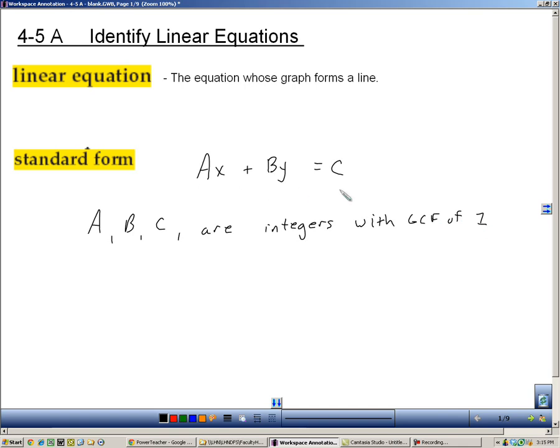This is what the standard form of a linear equation looks like. If you can write any equation in this form and get it to look this way, you know for a fact that the equation is linear. And we're going to spend time looking at a lot of equations and trying to identify if they're linear equations or if they're not. And if they are, they can be rewritten in this form.